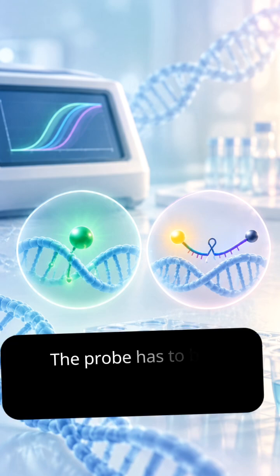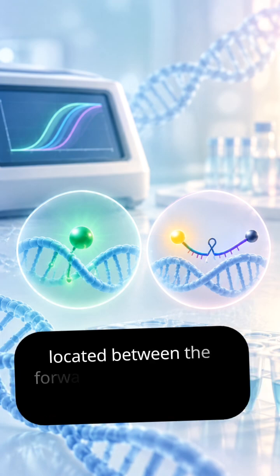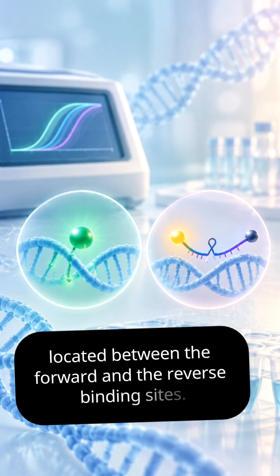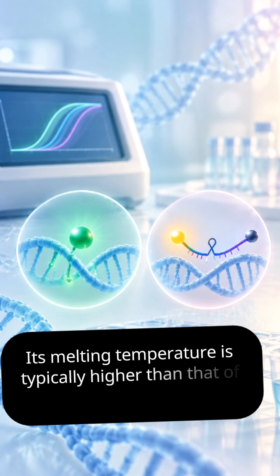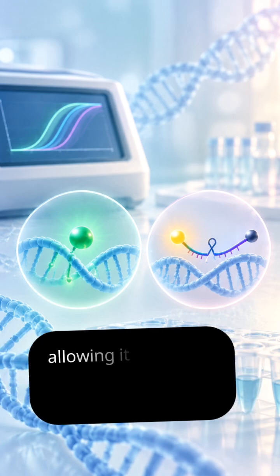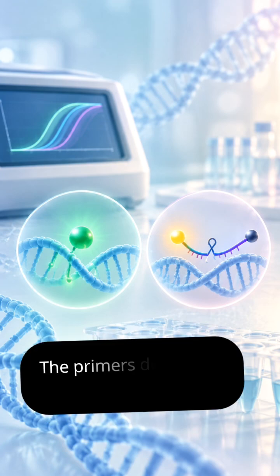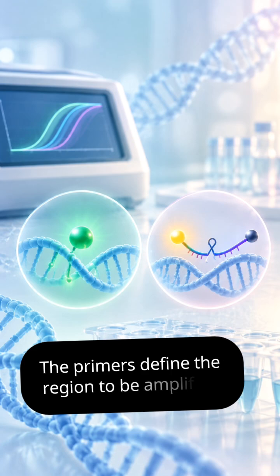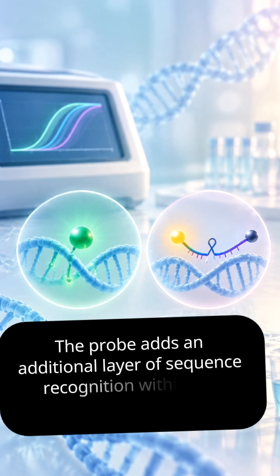The probe has to be carefully designed from the sequence located between the forward and the reverse binding sites. Its melting temperature is typically higher than that of the primers, allowing it to remain hybridized during amplification. The primers define the region to be amplified. The probe adds an additional layer of sequence recognition within the region.